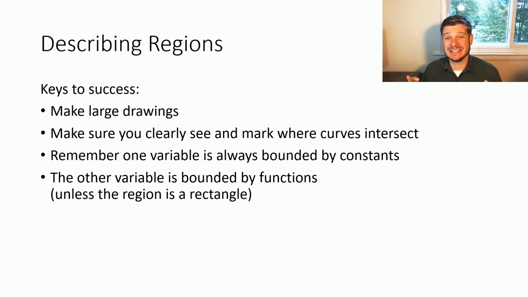Sometimes it'll depend on the integration, so we've got to be able to switch between type 1 and type 2 anyway, because sometimes your integrand might be unintegrable because there's no antiderivative to that function. But if you swap the variables and do it in terms of the other one, then you might have a solution there. But remember, one of them is always going to be bounded by constants, and the other variable is going to be bounded by functions. Now, unless that region is a rectangle, in which case everything's numeric, but the only time it's always numeric is if it's a rectangle. So unless that shape is a rectangle, I do not want to see numbers for both sets of bounds.